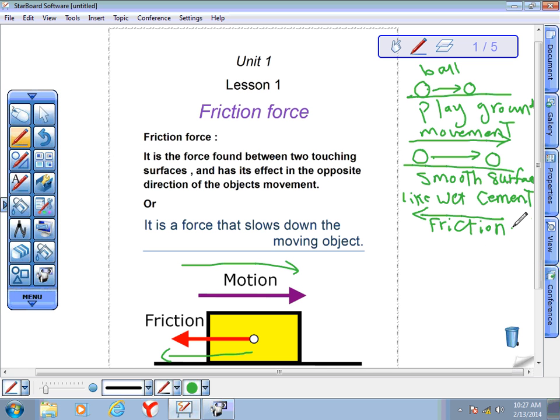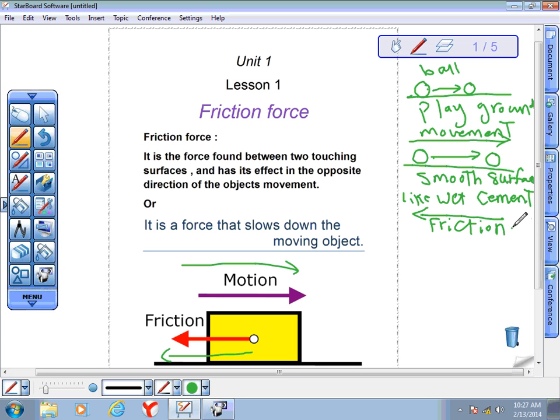So we found that the ball moves a short distance on the playground and a long distance on a smooth surface. This is because, again, the friction force between the ball and the playground is bigger than the friction force between the rubber ball and the wet cement.